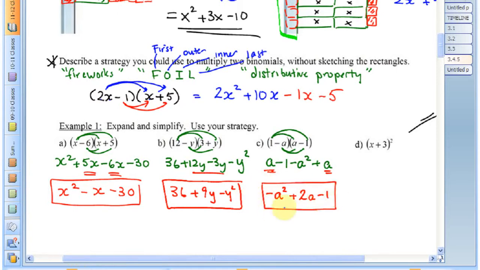Okay? If you wrote it out like this, where you put the 2A in front and then the minus 1 minus A squared, that's also okay. But I'll tell you, most textbooks have it where the highest degree goes first.